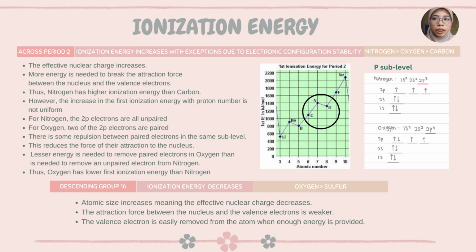For the ionization energy, across period 2, the ionization energy increases with exceptions due to electronic configuration stability. The order of ionization energy from highest to lowest is nitrogen, then oxygen, then carbon. Meanwhile, descending group 16, the ionization energy increases.